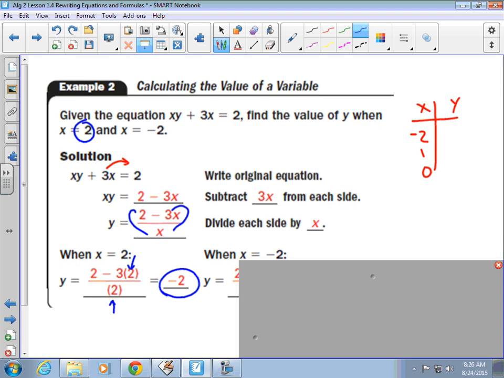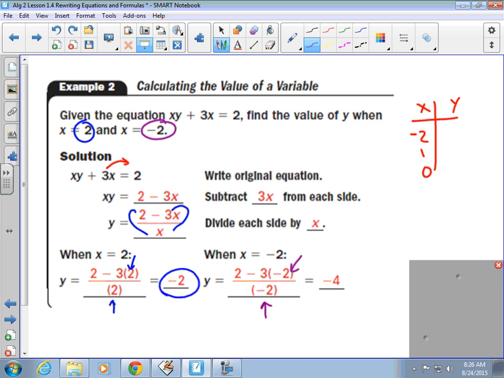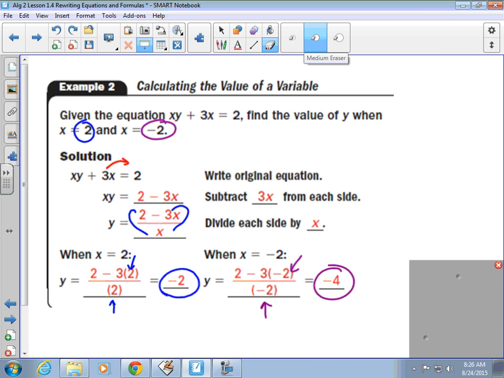Again, you guys have been through all of this already. The other one was when x's value is negative 2. So at this point, all of your values that are x are now negative 2 instead of positive 2. So again, negative 3 times negative 2 is positive 6. 2 plus 6 is 8. And 8 divided by negative 2 is negative 4 for that one. So that's just solving the variable for y. That way, when you get y by itself, all you do is plug x in really simply at the end in order to get the value of y.